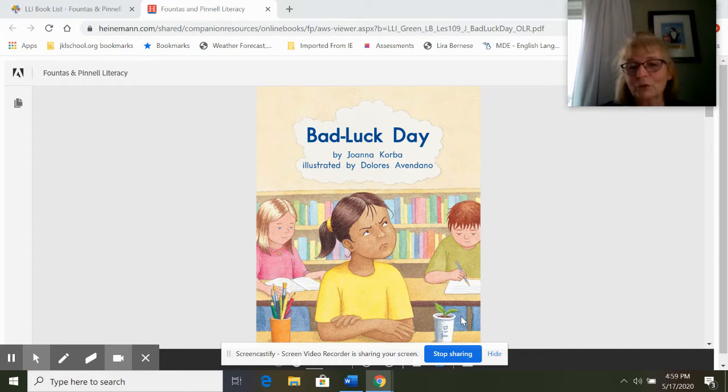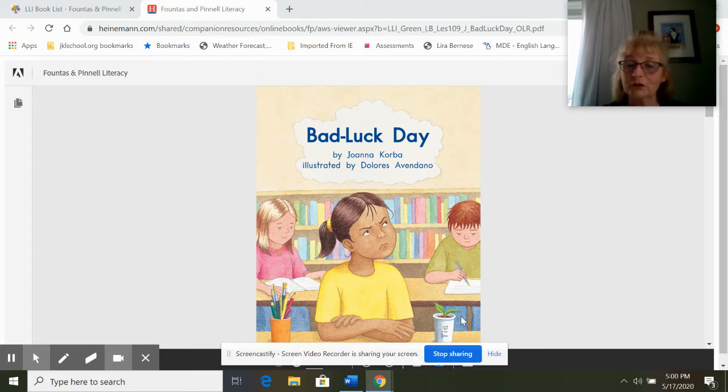When you read this story, I want you to think, have I ever had a day like that? And what did I do? Because as second grade, almost third grade readers, we need to think, how did characters handle problems? What did they do? How did they solve them? And that's what I want you to be thinking about as you read this story.